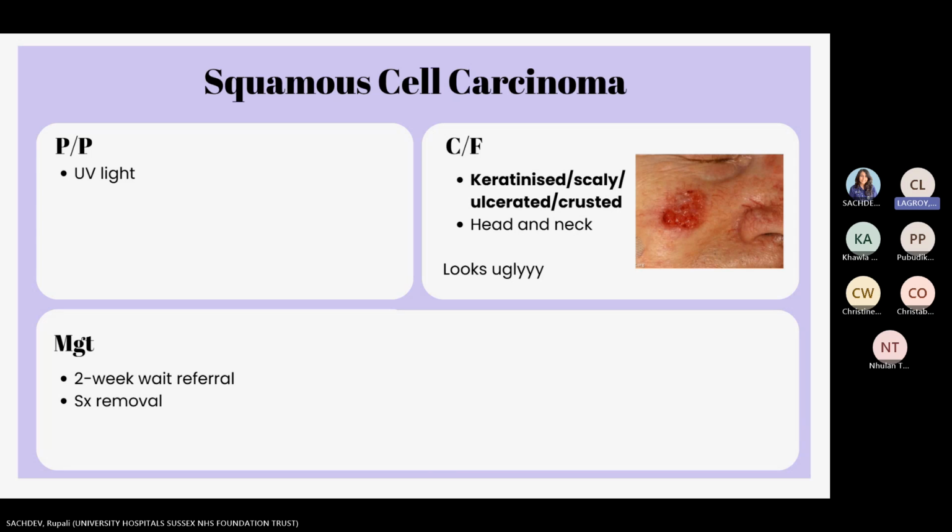Squamous cell carcinoma, one of the skin cancers, is related to light, which will be very prominent in someone's history, that they sunbathe a lot or have been outside a lot of their lives. Clinical features will be keratinized or scaly, ulcerated or crusted. That's a very characteristic presentation, the picture that's put there. They will be more present on the head and neck. They can also affect the ear, the nose. They can pretty much pop up anywhere, any areas that have been exposed to the sun quite a bit. And as Rapali wrote, it doesn't look very nice to look at.